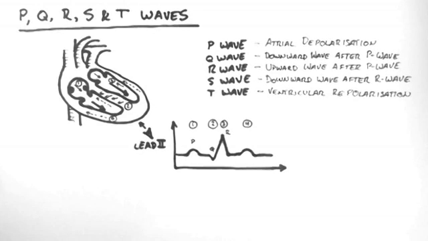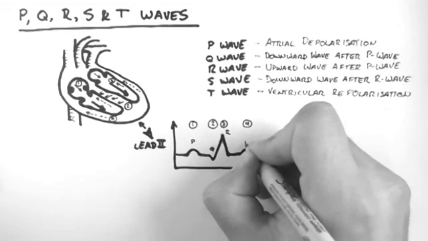In lead aVR, you would see an R wave and an S wave, but no Q wave. Have a think about why this is. If you understand this, then you are well on your way to understanding an ECG. Finally, there is a wave associated with ventricular repolarization. This is a T wave.